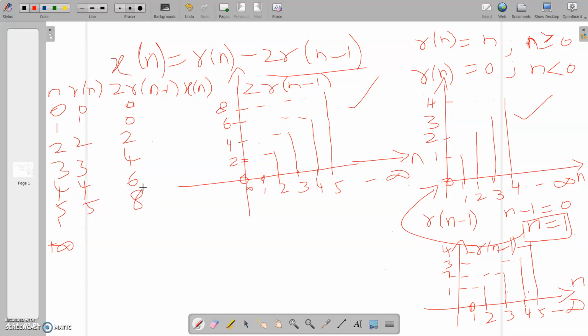So what is x of n? r of n minus 2 r of n minus 1. So 0 minus 0 will be 0, 1 minus 0 will be 1, 2 minus 2 will be 0, 3 minus 4 will be minus 1, then 4 minus 6 will be minus 2, 5 minus 8 will be minus 3, like that it will be going on. Now how to draw your x of n?